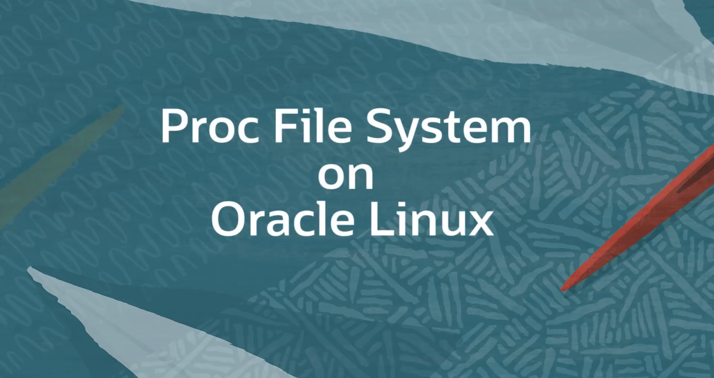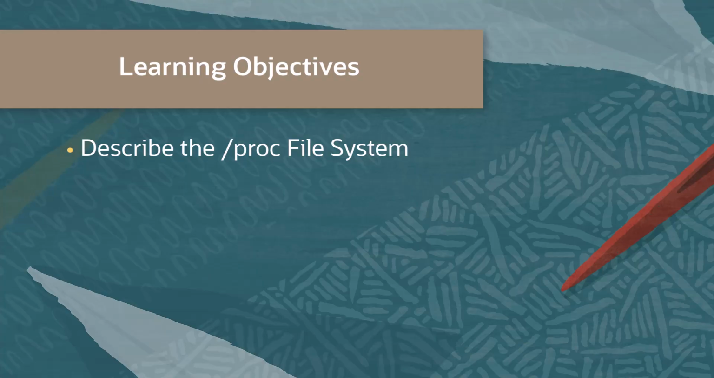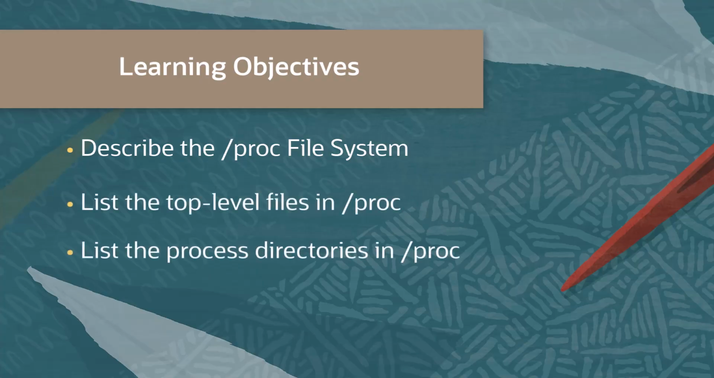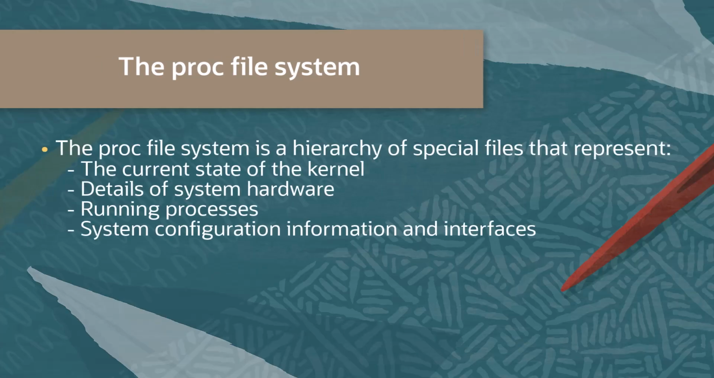In this video, we will cover the Oracle Linux Proc file system. For our objectives today, after reviewing this video, you should be able to describe the Proc file system, list the top-level files in Proc, list the process directories in Proc, and lastly, explain the Proc sys directory. The Proc directory hierarchy consists of files that provide information about system hardware and processes.